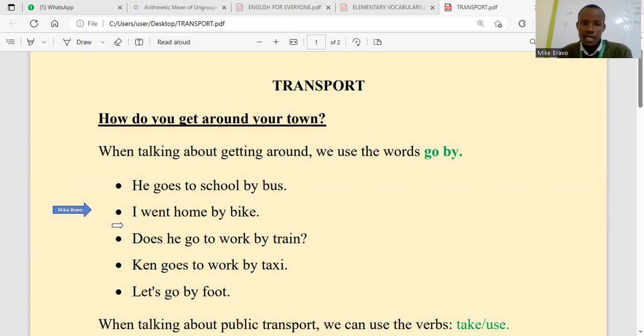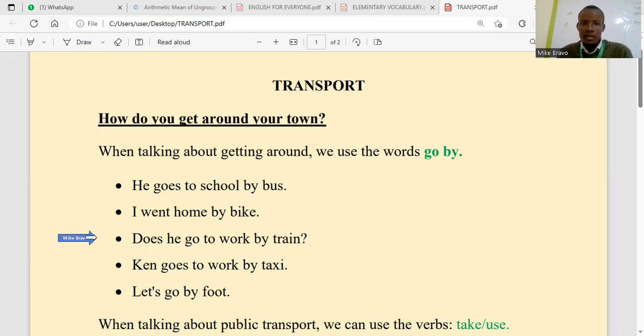The next statement here says that I went home by bike. The word went, of course, is the past tense of the word go. So maybe I'm talking about yesterday or last week or any other day in the past. I'm saying I went home by bike. So it means that I used the bike to go home. That is the means by which I went home.